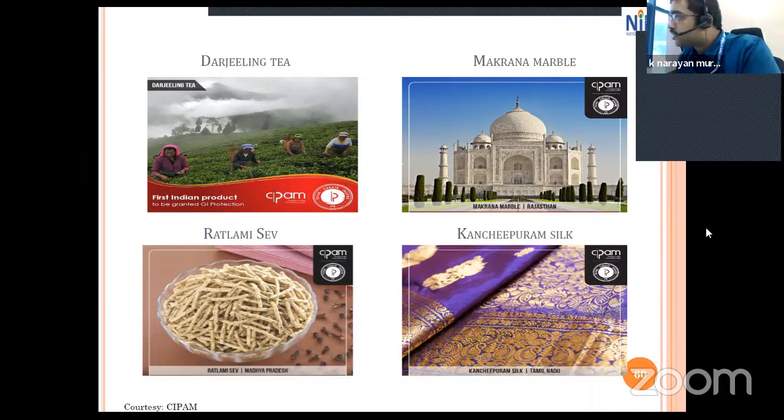So I got a question over here: how do I register a startup? Startup registration, you need to visit the Ministry of MSME. They would issue a certificate. A startup has particular conditions over there.